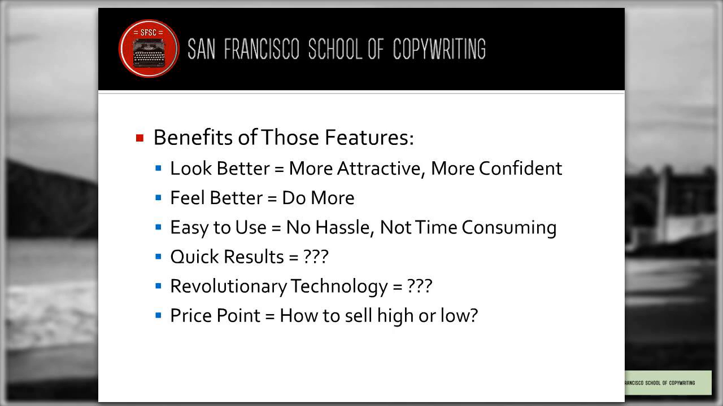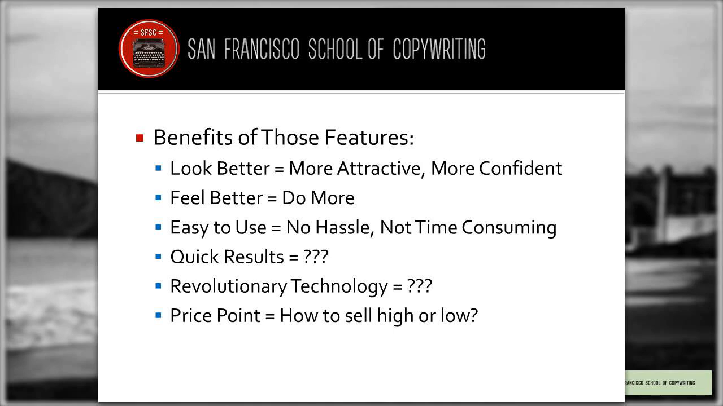Maybe there's a revolutionary technology. What would the benefit of that be? Think about that. If you can think of anything immediately, type it in. What's the benefit of revolutionary technology? And a price point, how to sell. Do you sell something high or low? A price point, there's cachet to paying more for something, or if something costs more, it might be better. So it's not always the best benefit that something's inexpensive.